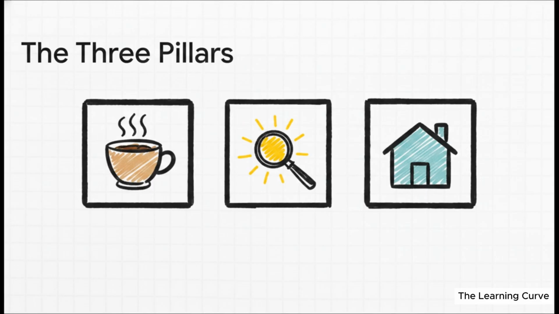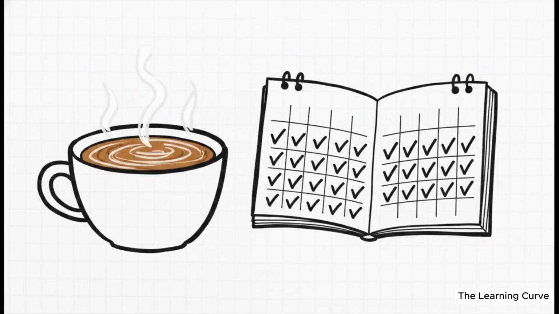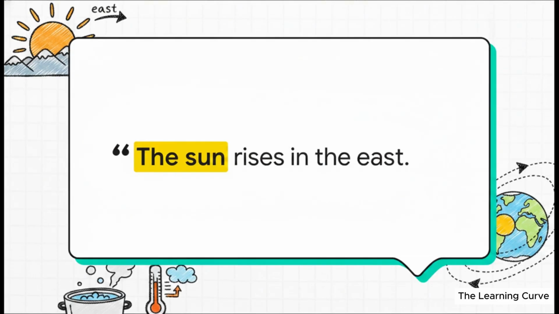Let's look at some examples to make this concrete. Check out our first pillar, habits and routines. I drink coffee every morning. Right, so this is a routine. It's an action performed daily, weekly, or just at regular intervals. Whenever you're describing your morning ritual, your workout schedule, or how often you call your parents, you are relying entirely on the present simple.